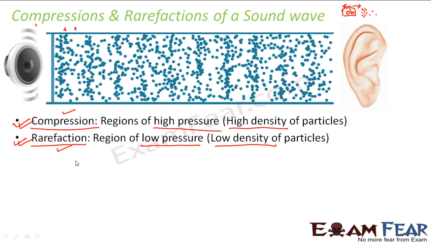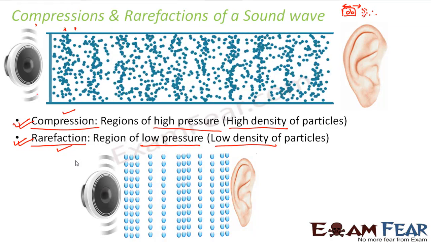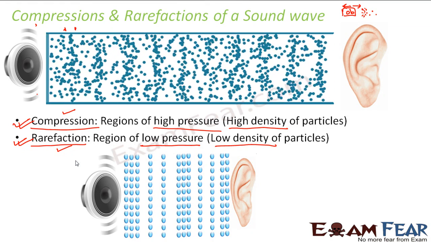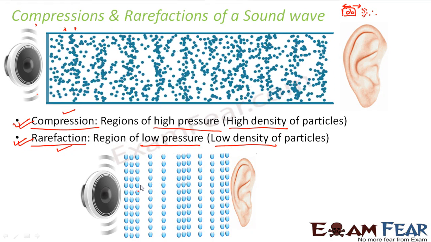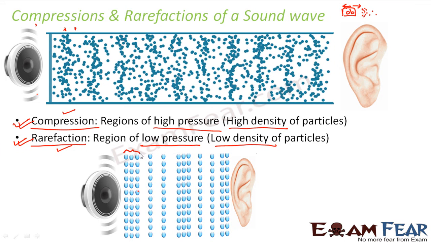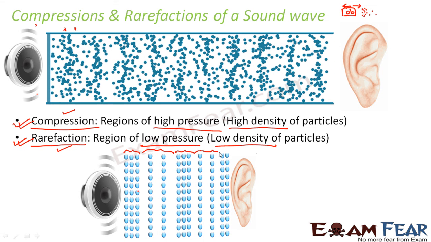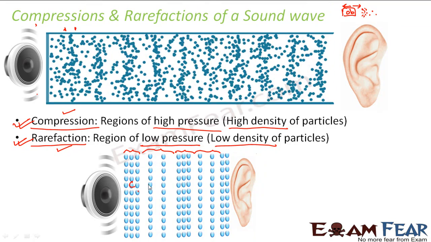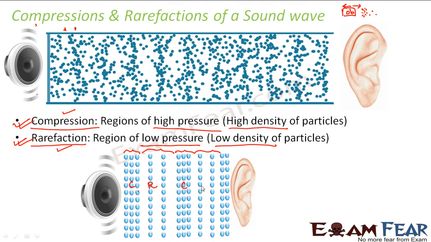So in this case, we can say that this is compression. I mean, if you do not take an animated figure of this, you can say that this is compression and this is rarefaction. Again, this is compression, again this is rarefaction. So you have alternate compressions and rarefactions.